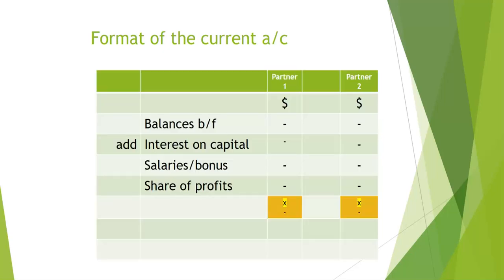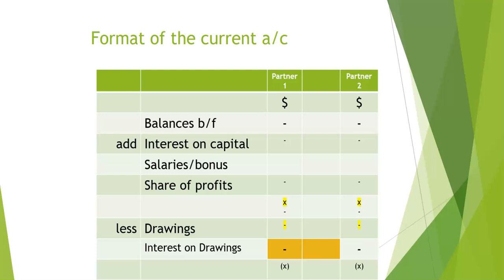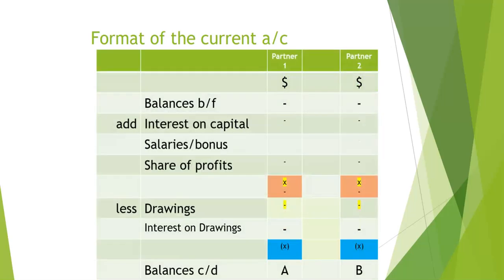So you start with the balance brought forward from the previous period, and you're going to add the interest on capital, the salaries, and the share of profits. And you're going to take away the drawings and the interest on drawings to arrive at the new balance for the partner's current account.